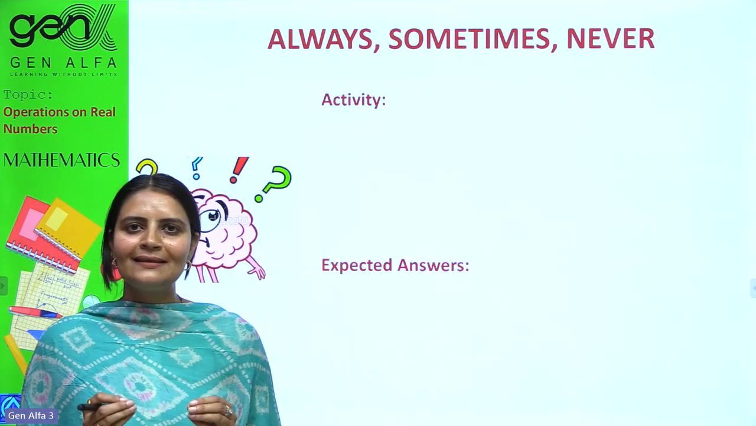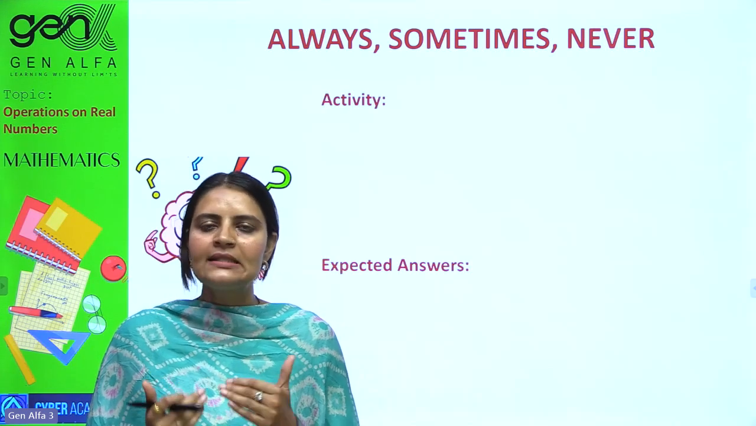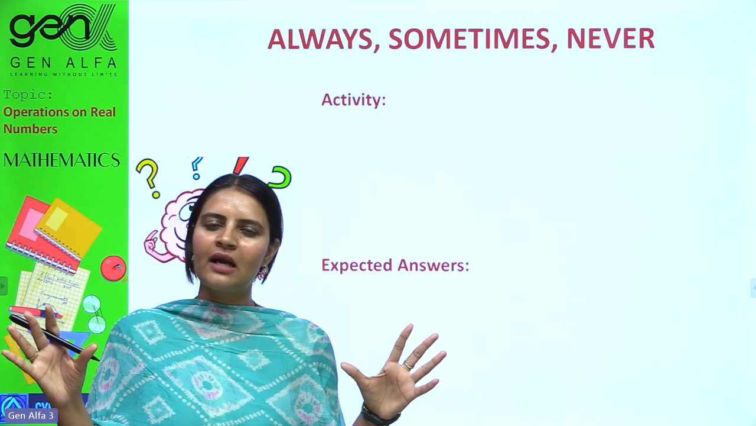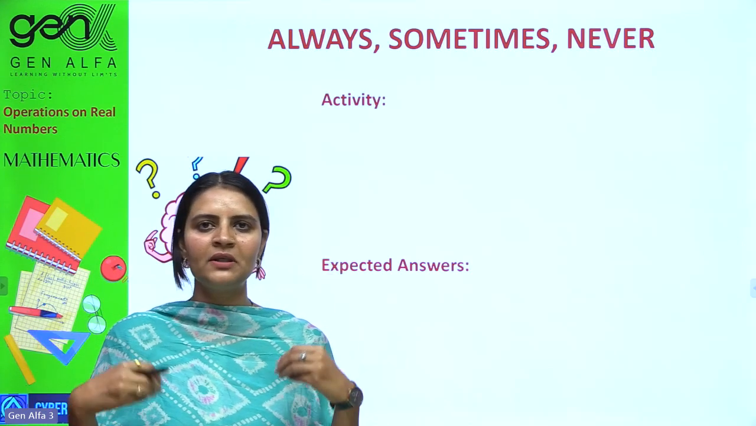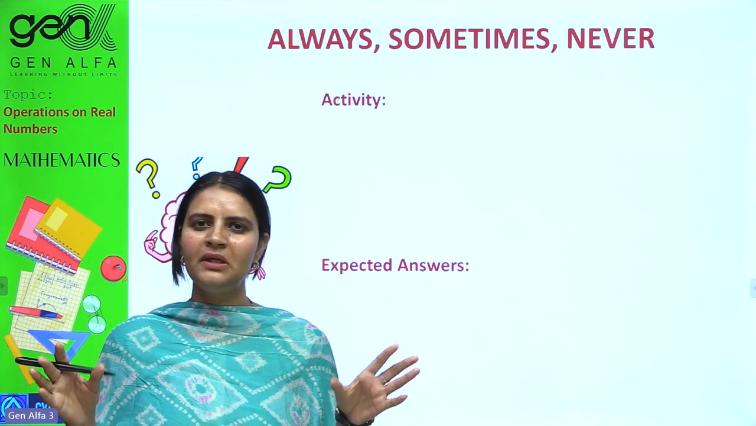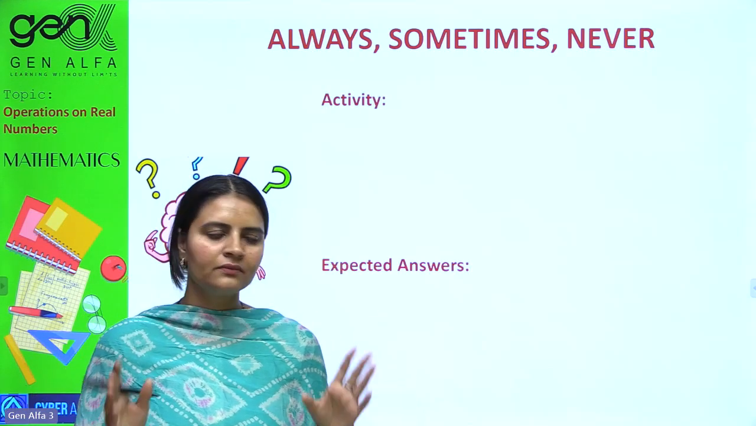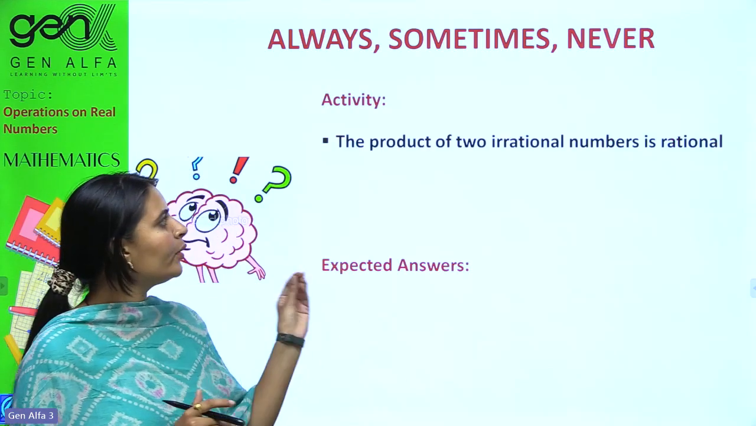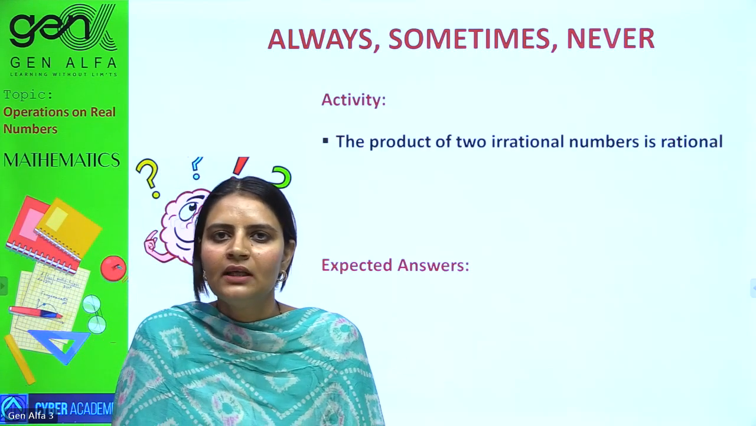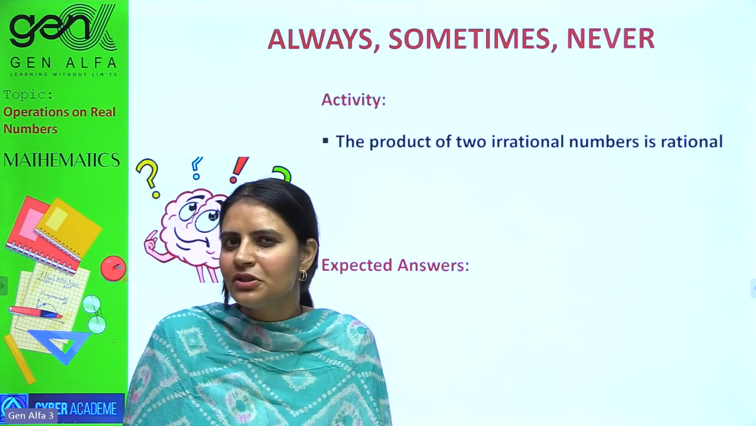Okay, so it's an interesting activity. I'm showing you three statements and you have to choose whether the statement is right always, whether the statement is right sometimes, or whether the statement is right never, meaning the statement is wrong every time. Okay, are you ready? Let's do one by one. The product of two irrational numbers is rational always?